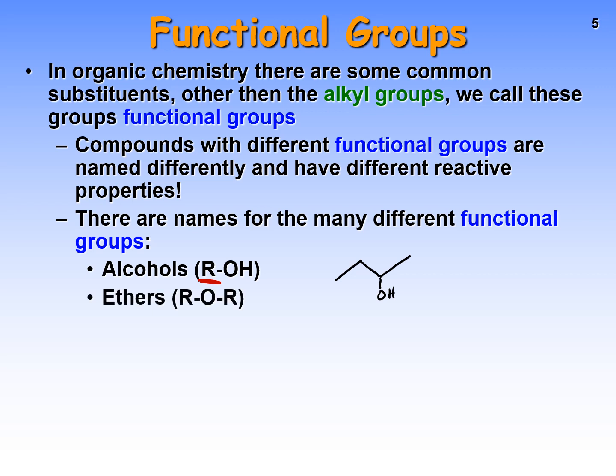Ethers are another type of functional group. In this one, we have 2 R groups sandwiching an oxygen in between them. So another example of this would be where we have an O with 2 carbon chains coming off of it. This is known as diethyl ether, this specific compound, and this would be an example of an ether.